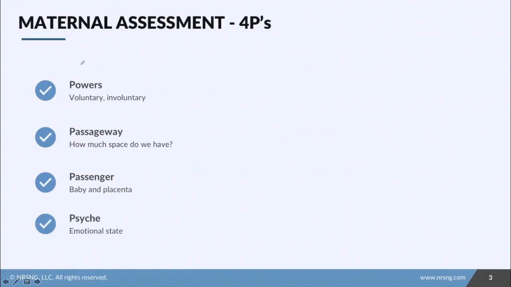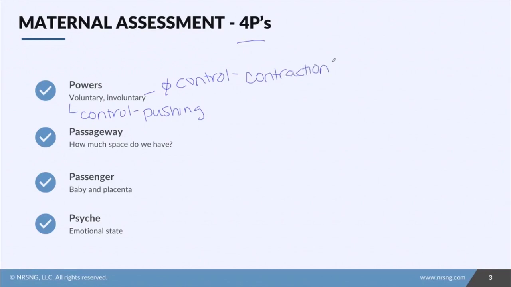All right, so first, our 4 Ps, the maternal assessment piece. So powers, they are either voluntary or involuntary. Voluntary are things that she has control over. So that's going to be things like her pushing, how effective her pushing is. Involuntary, she has no control. And that's going to be things like her contractions. She doesn't have control over that, but they are part of the powers to successfully deliver.